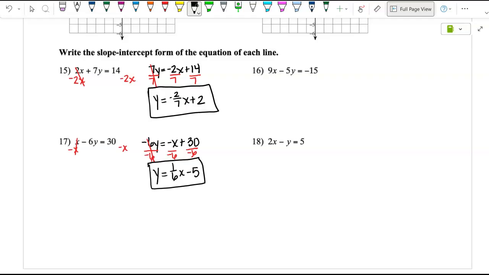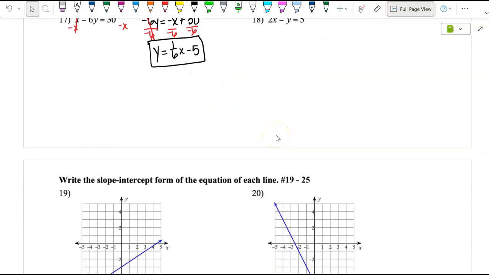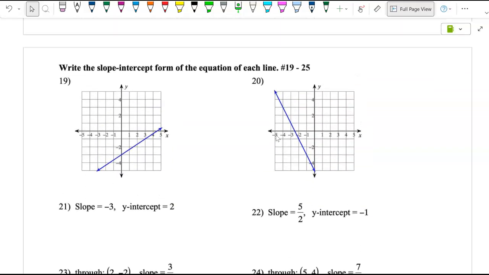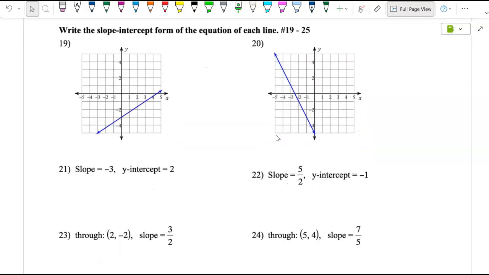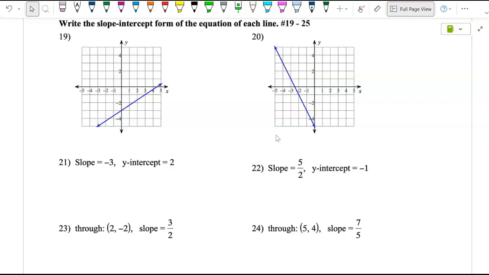All right, on the next page, 19, 21, 23, and 25 are all about writing the equation of the line just from different perspectives. 19, they're giving you a graph and asking for the equation. 21, they're giving you the slope and y-intercept and asking for the equation. 23, they're giving you a point and the slope and asking for the equation. And then in 25, they're giving you the 2 points. So it's just a progression of the different ways that we can write an equation. Again, we're looking for y equals mx plus b.